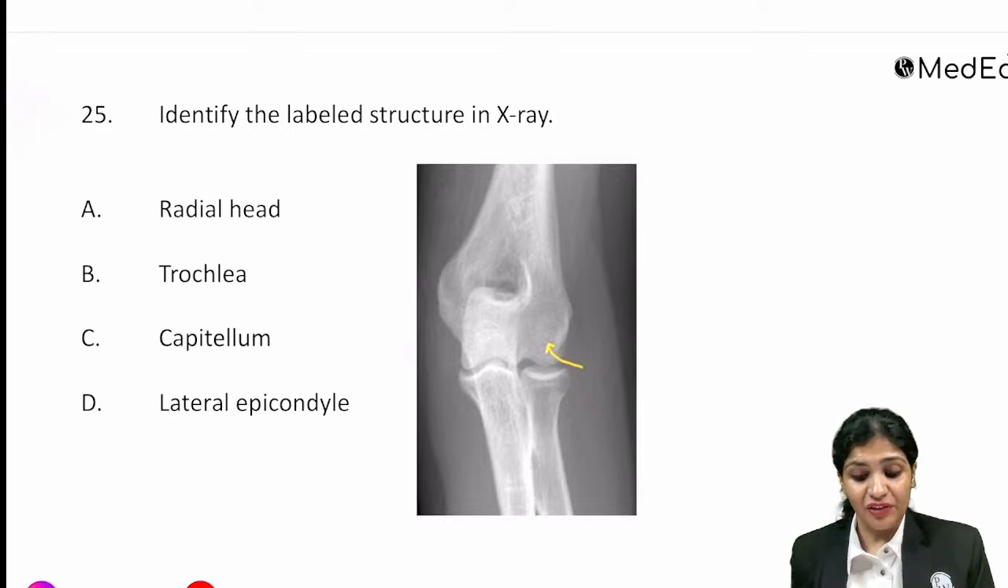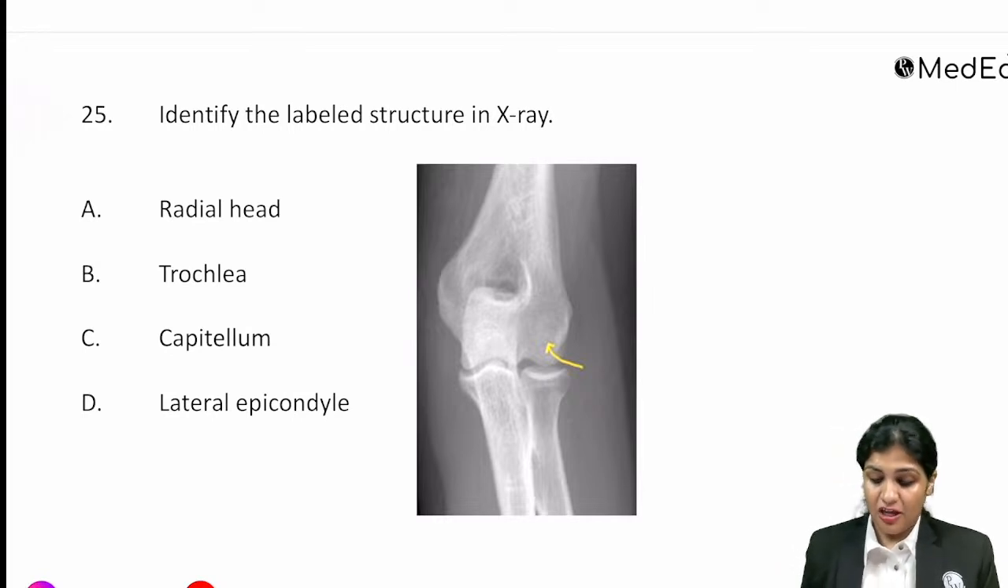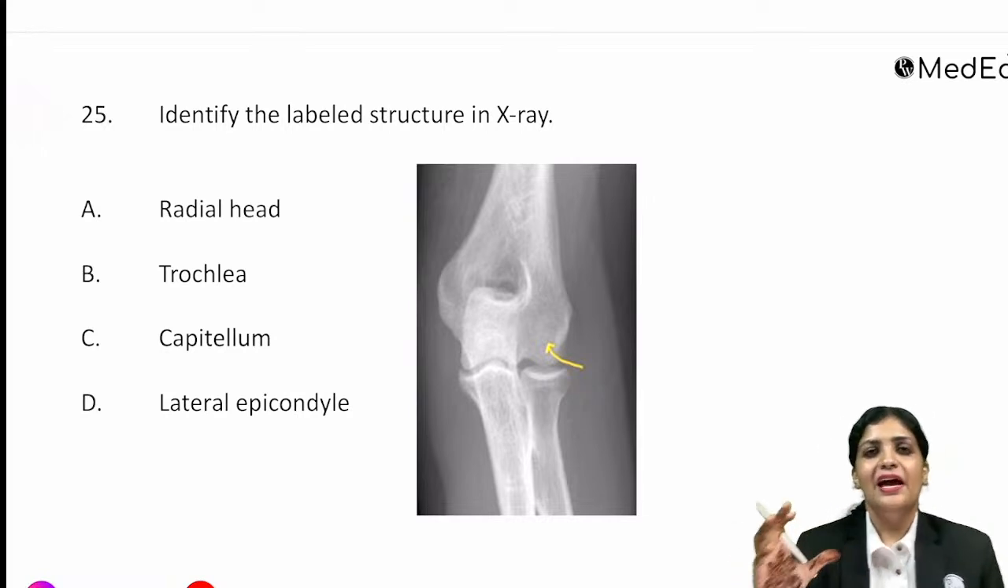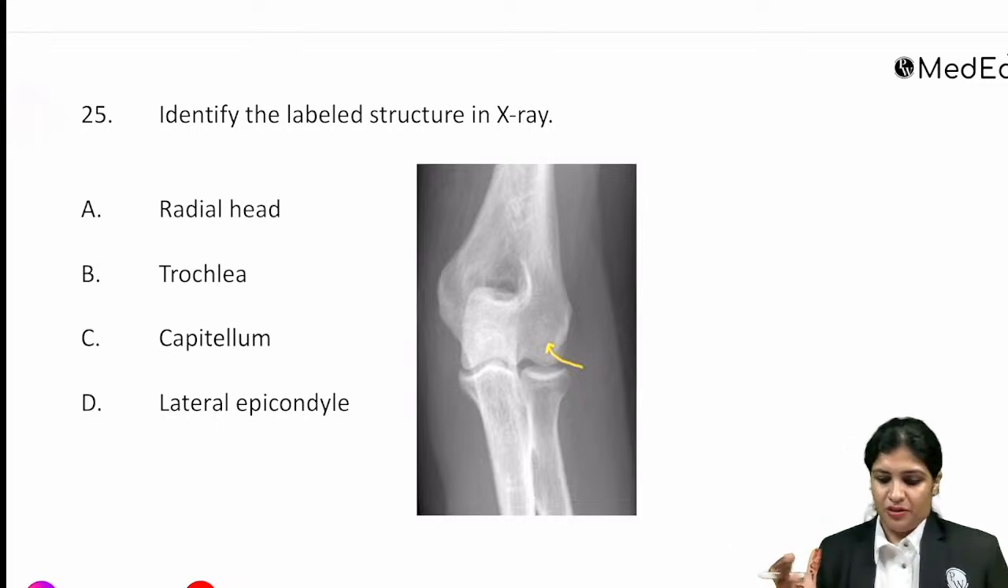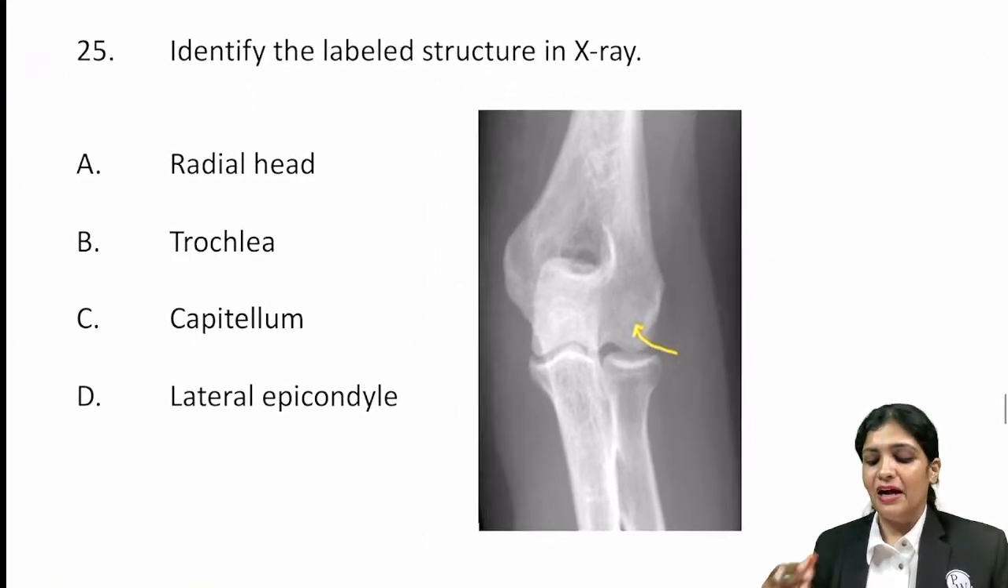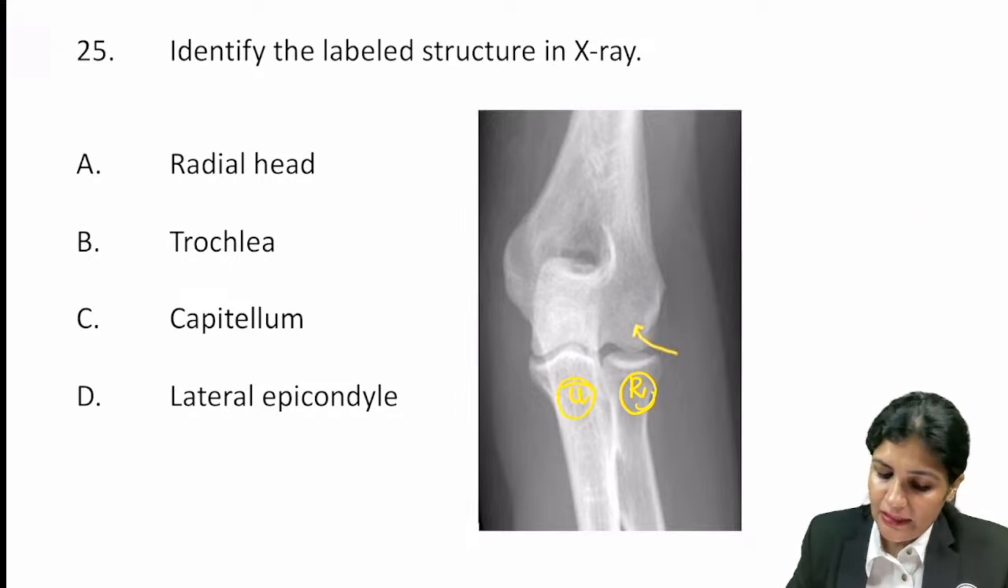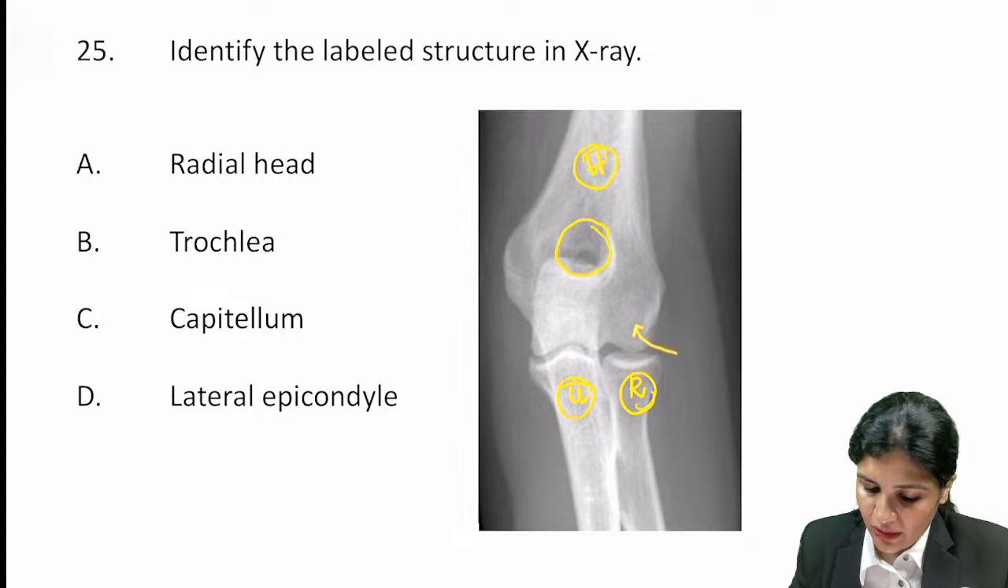So identify the labeled structure in the X-ray. So here again, this could be in anatomy or the radiology or the orthopedics, right? So this is one side of that integrated question. So here you have to identify the parts of the X-ray. So here let us make it easy. So first this is the radius, and this is your ulna, and this is your humerus. So this is your distal humerus, and this is your olecranon fossa.